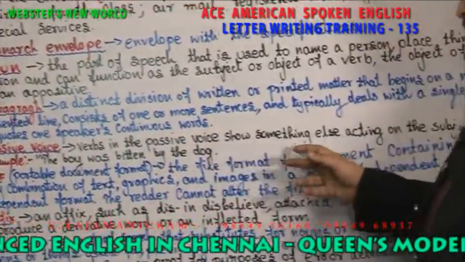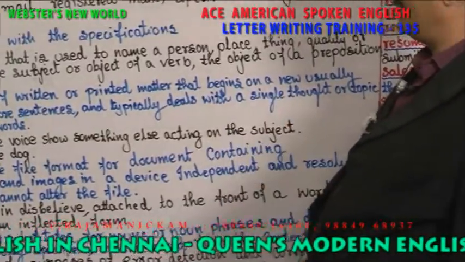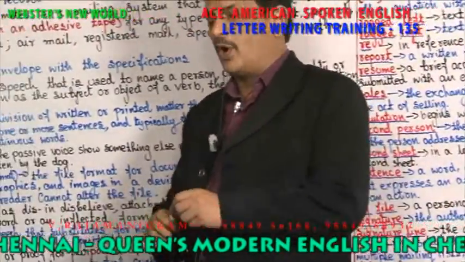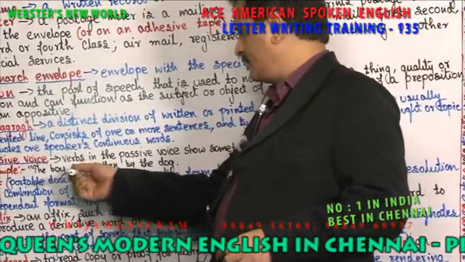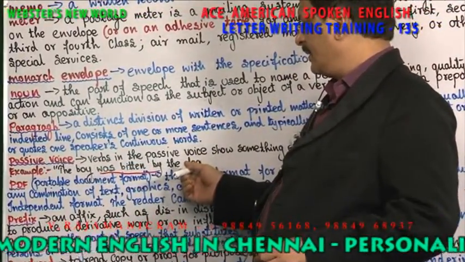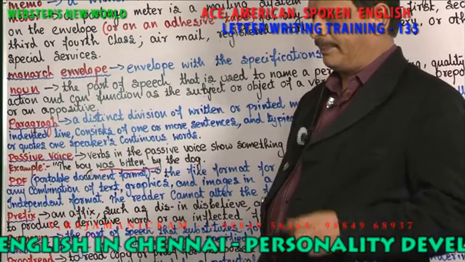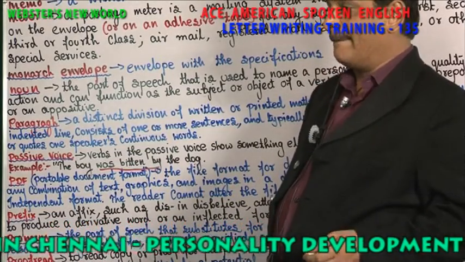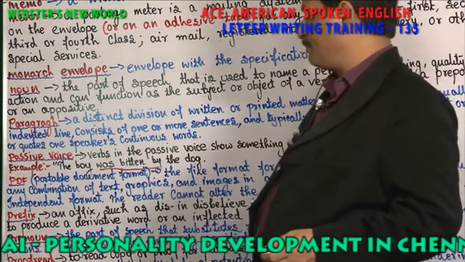Verbs in the passive voice show something else acting on the subject. Something is acting on the subject. See, the boy was bitten by the dog. See, the dog bit the boy. What is the passive? The boy was bitten by the dog. So, bitten is the past participle.